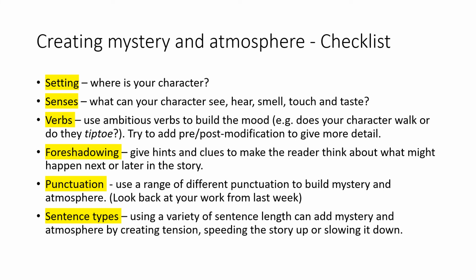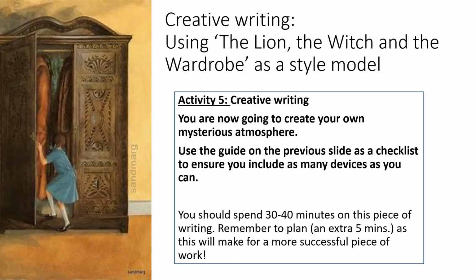Here's a summary of the last few slides, which you can use as a checklist when you do your creative writing. So for your final activity this week, you're going to do a piece of writing where you create a mysterious atmosphere. You might want to use your ideas from activity 4 as a starting point. Similarly, you could use the character you created 2 weeks ago, or if you prefer, just create new ideas. We would recommend that you spend 5 minutes planning and then about 30 to 40 minutes writing.